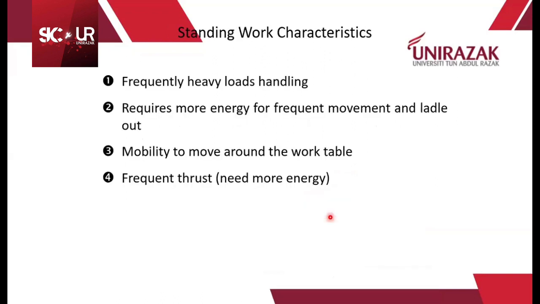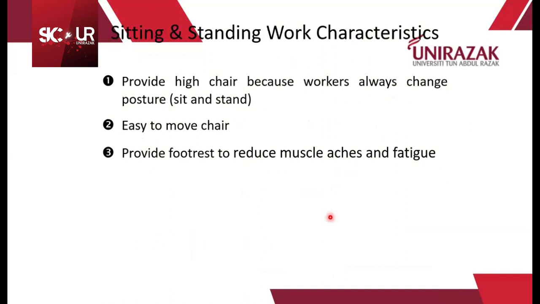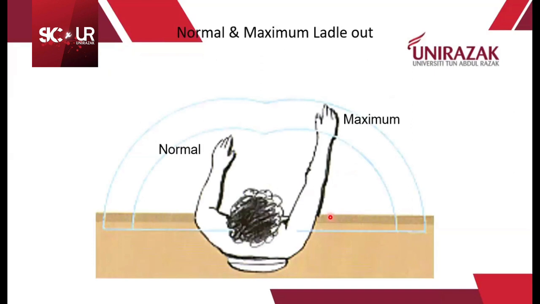Standard work characteristic, right? Okay. Sitting and standing work characteristic, provide high chair. So kalau boleh kita dapat kerusi yang tinggi, kita boleh duduk dan berdiri dalam keadaan yang mudah lah. And then kita juga ada normal and maximum reach out. So kita ada normal capaian biasa dan juga capaian maksimum.